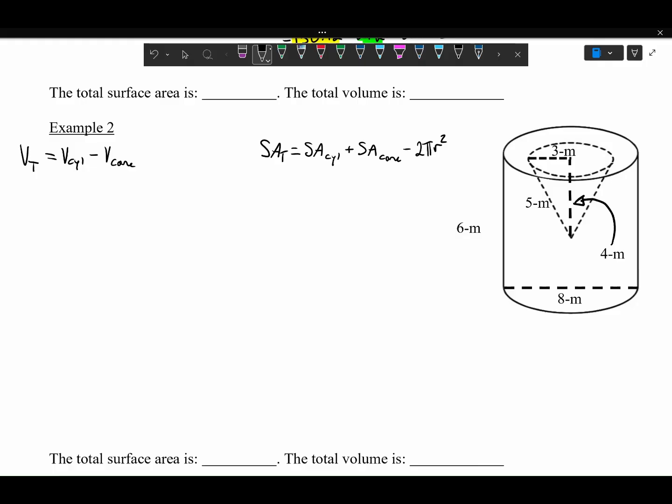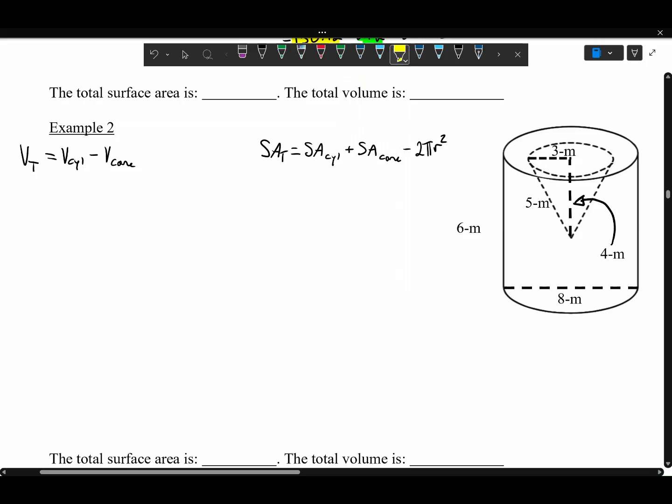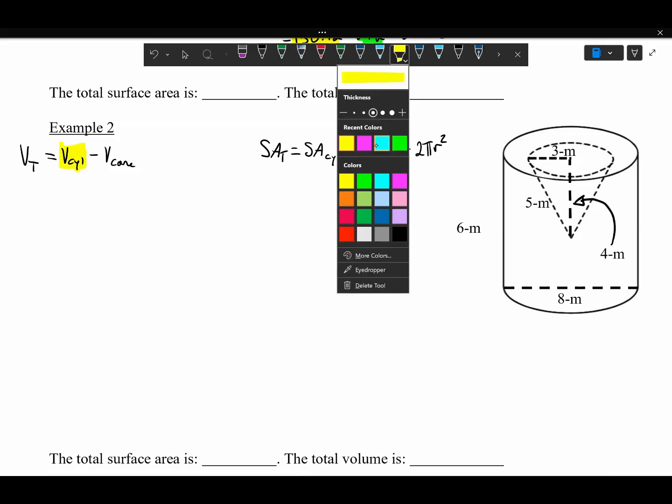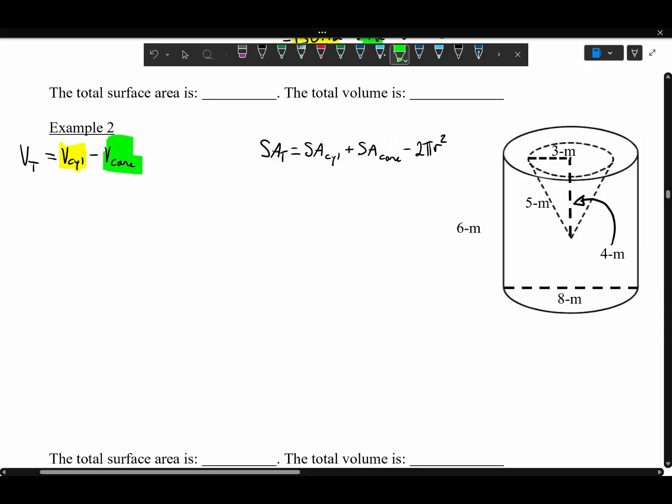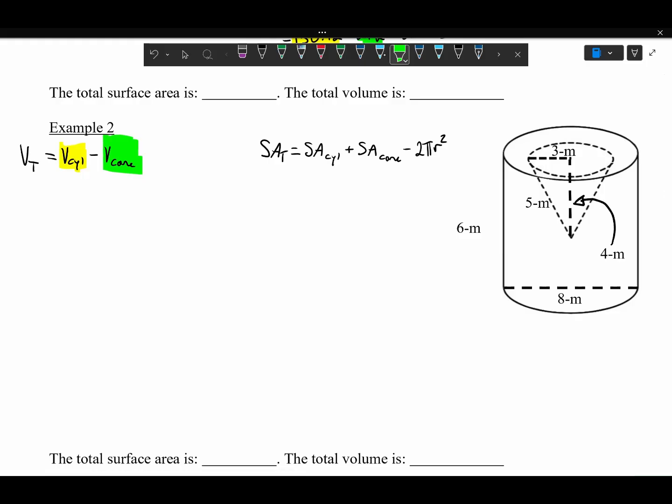Alrighty, so when we're working with our volume in this case, well, we recognize, hey, we set this up with the volume of our cylinder. That's where we start. And then somebody came and they removed the other one. So we're going to work by subtracting the volume of the cone. Nice and straightforward. The same way we describe this is the same way we calculate the total volume.